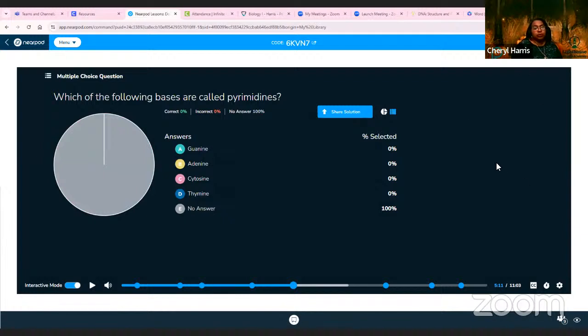All right, so which ones are pyrimidines? Which you just wrote down. And again, I guess this is kind of hard to do because there's 2 choices.